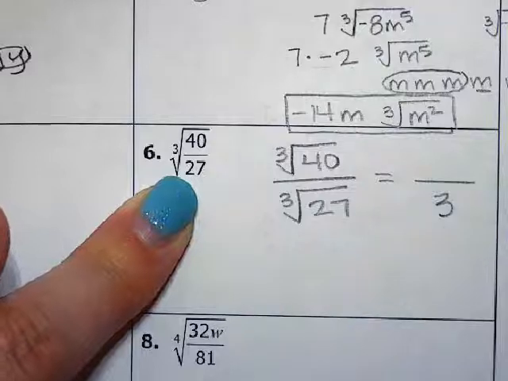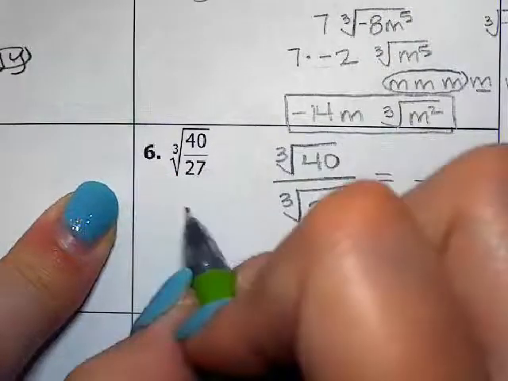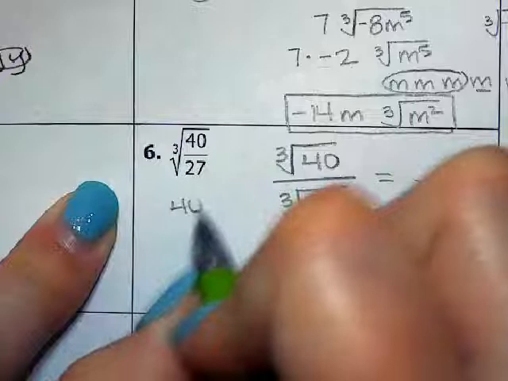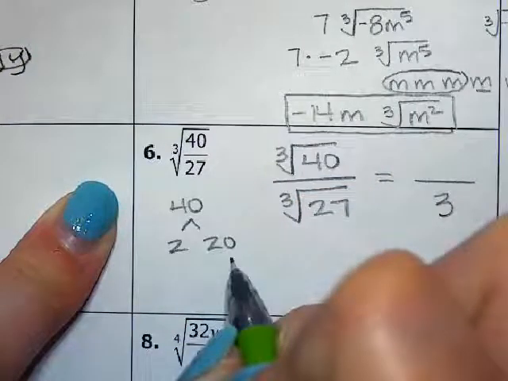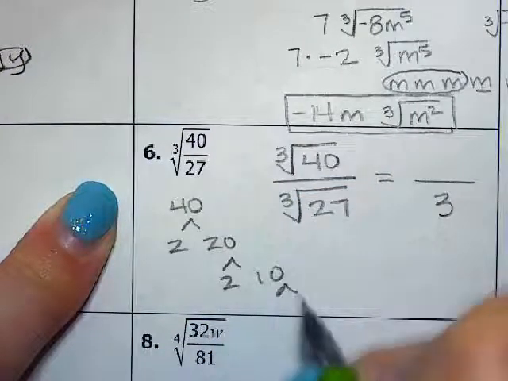Okay? So over here, I'm going to take the 40. I'm going to say that's 2 times 20, 2 times 10, 5.